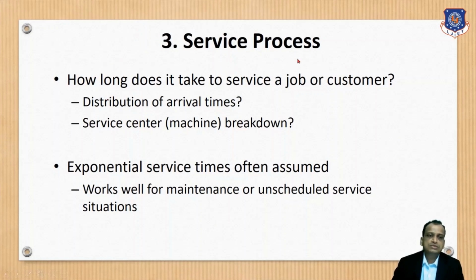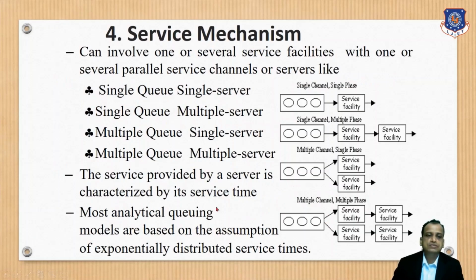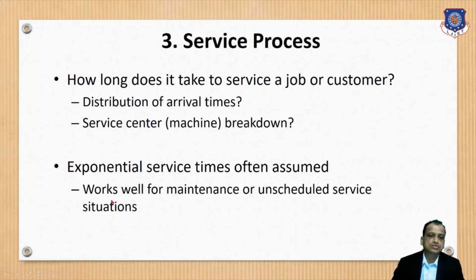Next is service process. How long does it take to service a job or customer? That is also important. You might be thinking it is random, but if you see here, it also somewhat follows the distribution. And here we will also use the exponential distribution. Why? Because it works well for maintenance or unscheduled service situations. Clear? That is why it is important to use exponential distribution.